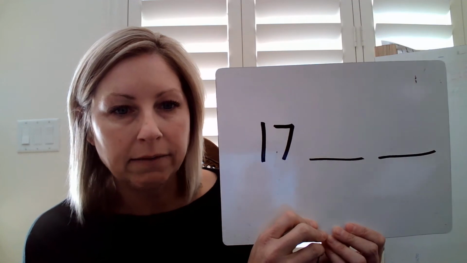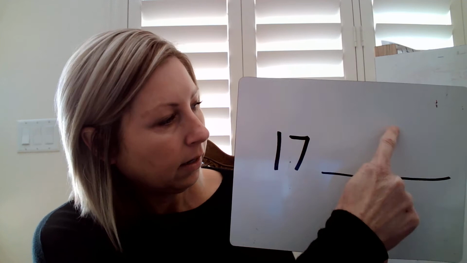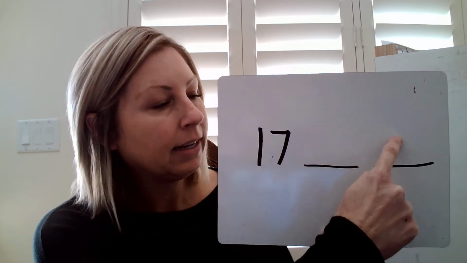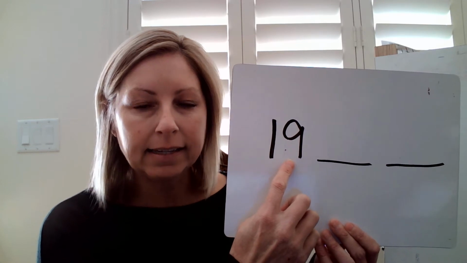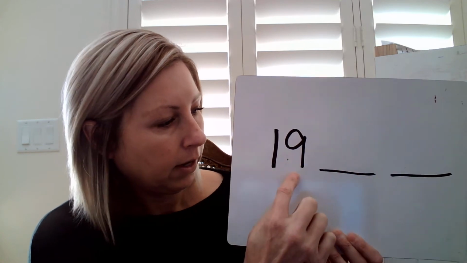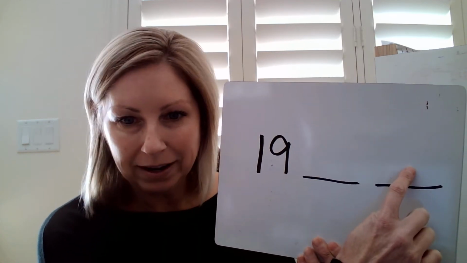All right, so that number 17, I want you to count on from 17. Okay, let's do it together. 17, 18, 19. All right, we're gonna do one more this way. Your next one. So this is our number. What number is that? 19. So you're going to count on from 19. Okay, let's do it together. Ready? 19, 20, 21.